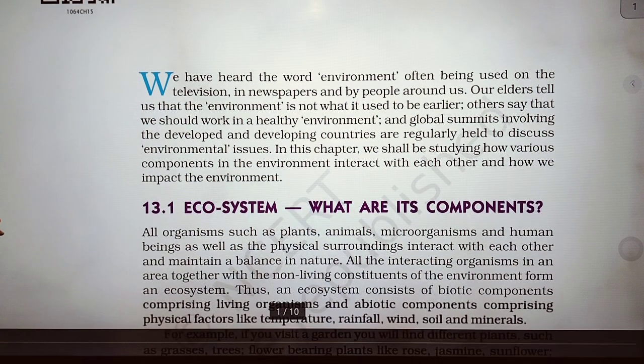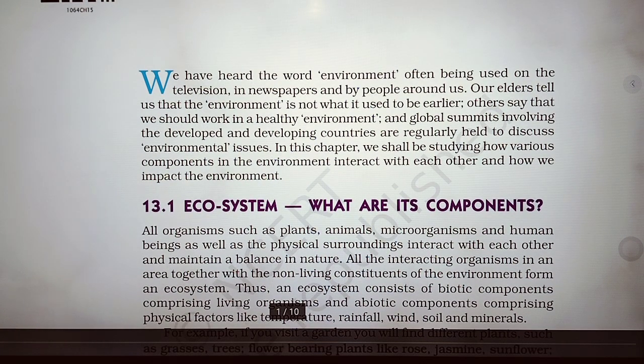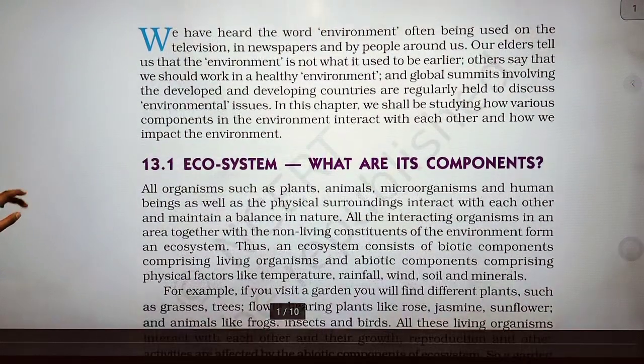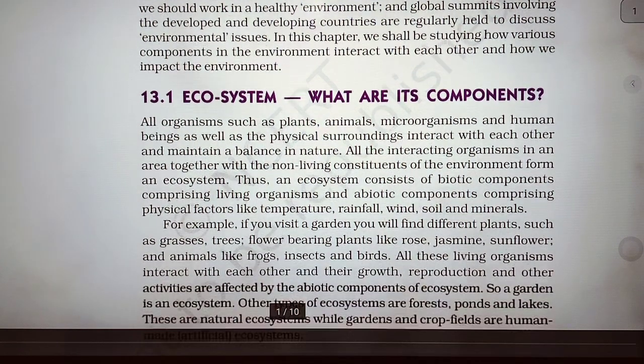In this chapter, we shall be studying how various components in the environment interact with each other and how we impact the environment. Okay, let's start from here.